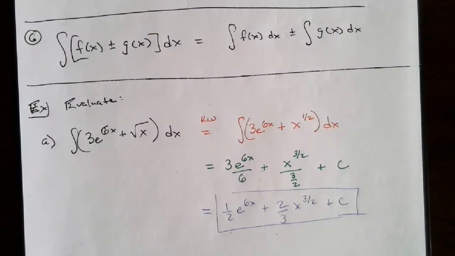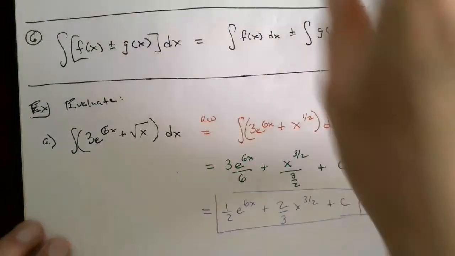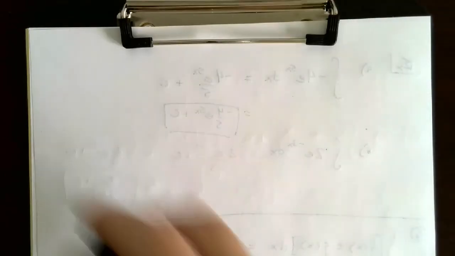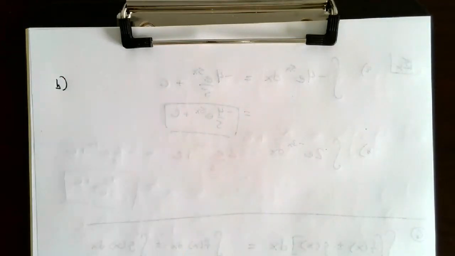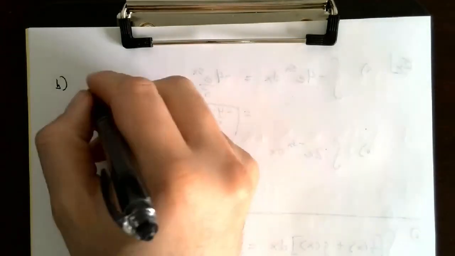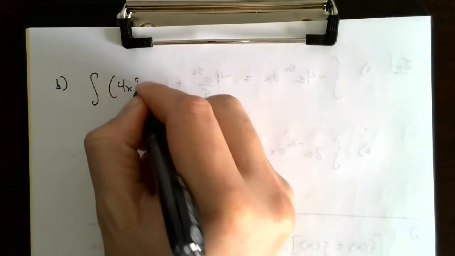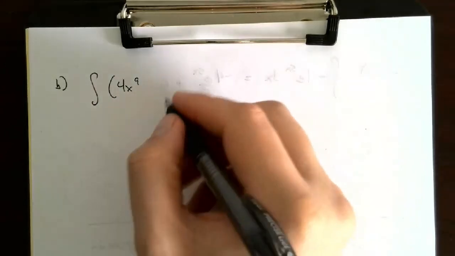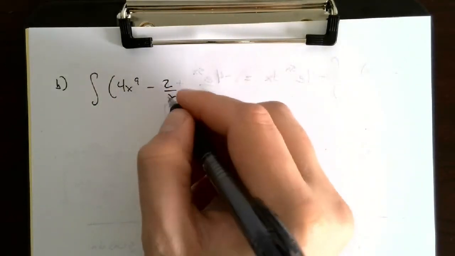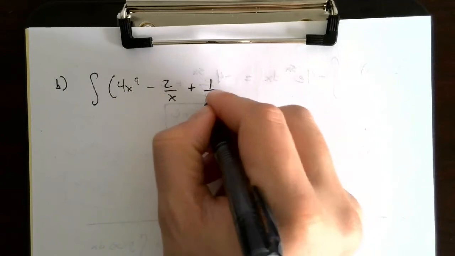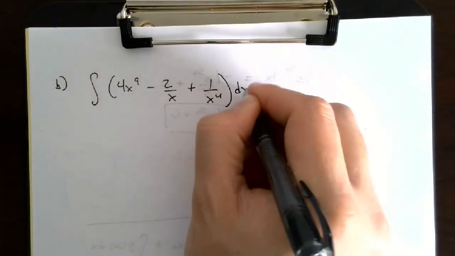Let's take a look at another one here. If I had, that was A, so this one I'll call B. If I had the integral of, say, 4x to the 9th minus 2 over x plus 1 over x to the 4th dx.